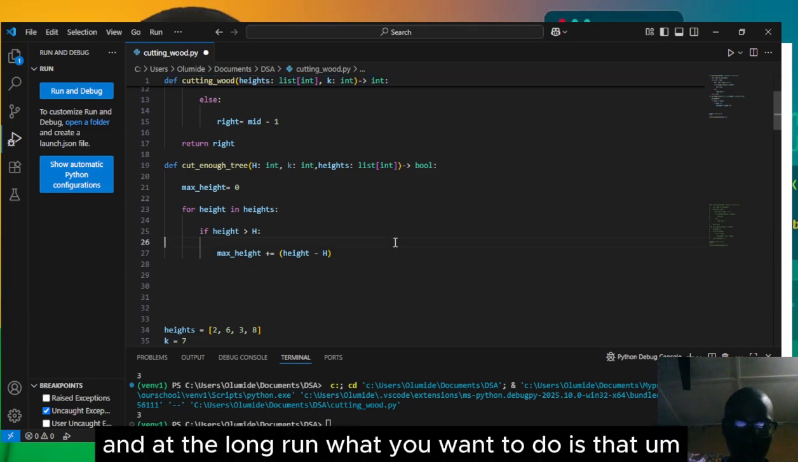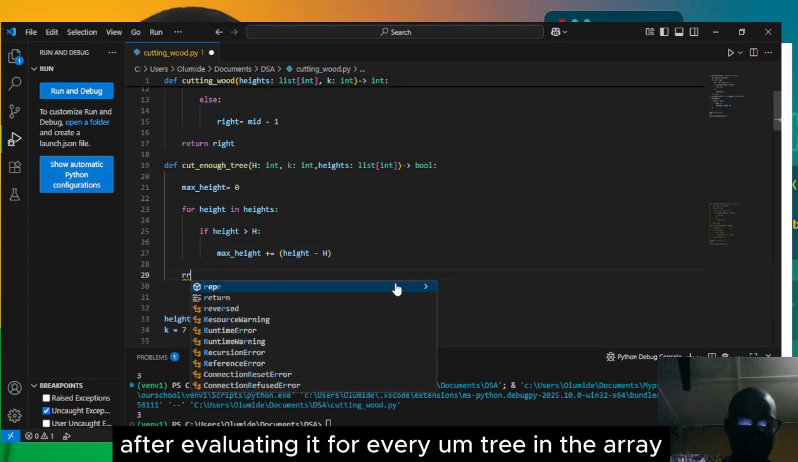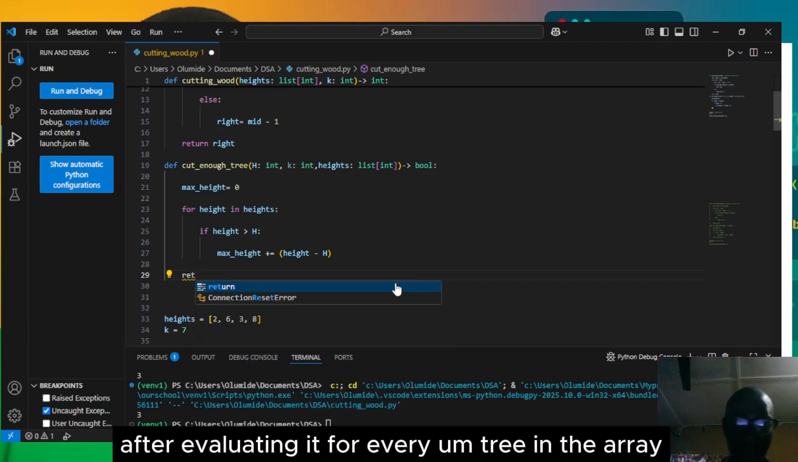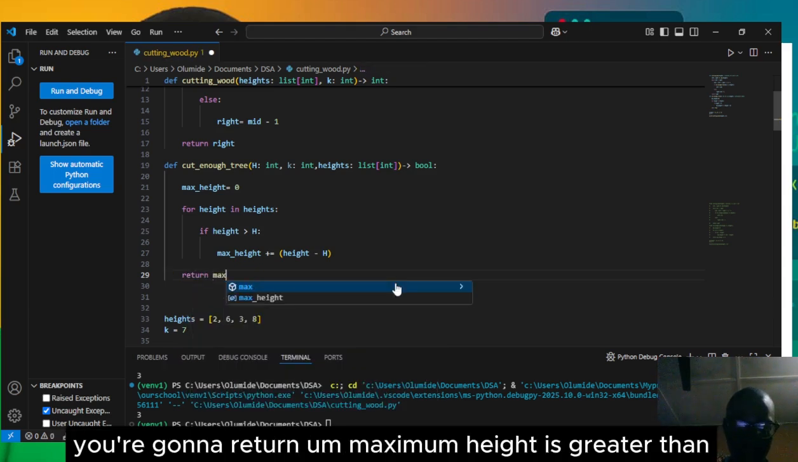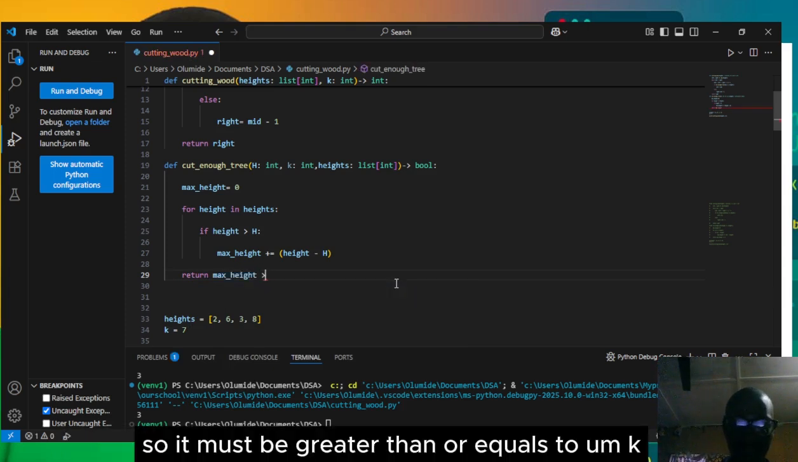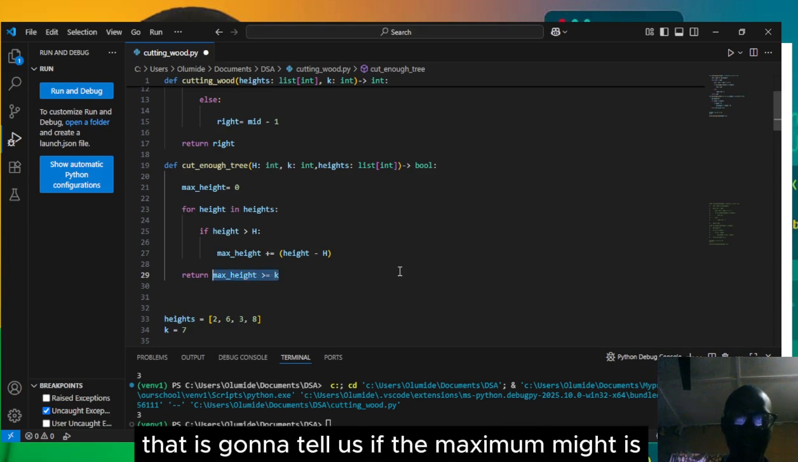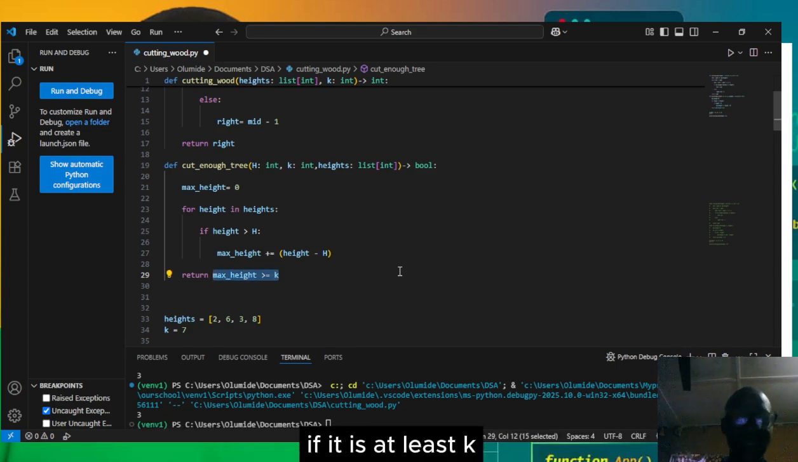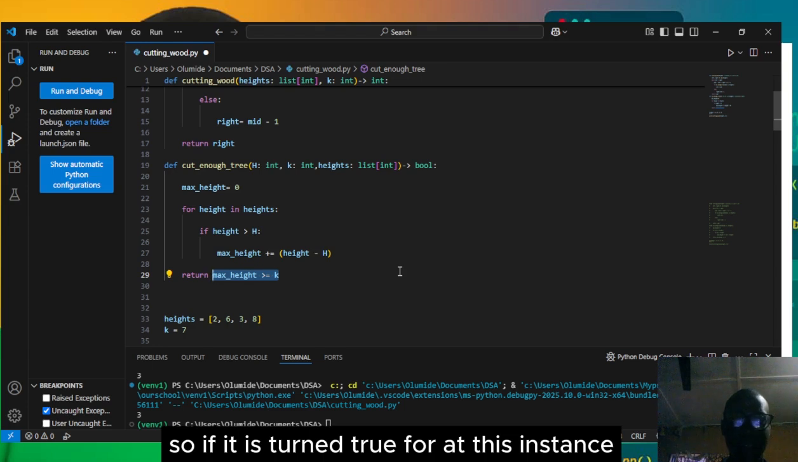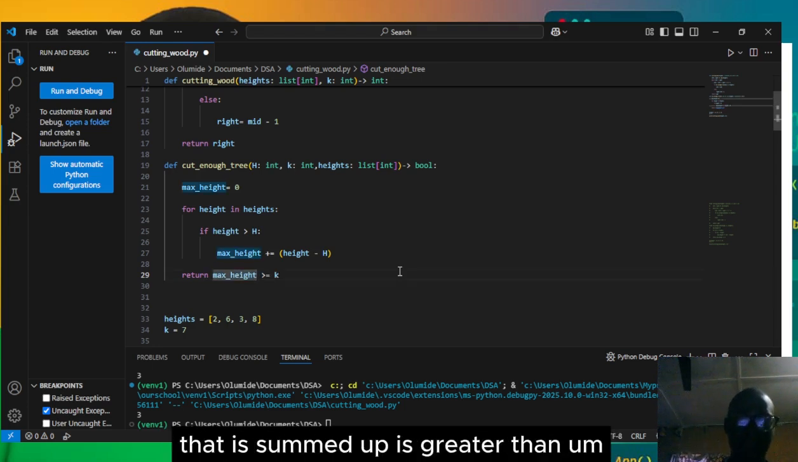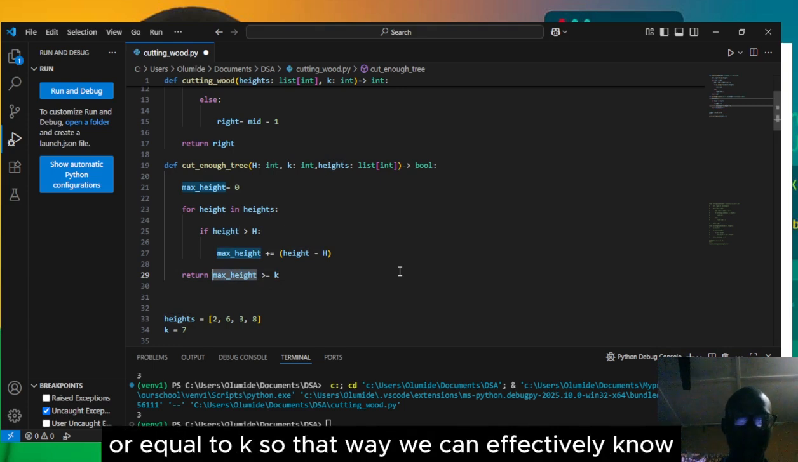And in the long run, after evaluating it for every tree in the array, we're gonna return whether maximum height is greater than, don't forget we're returning a boolean, so it must be greater than or equal to k. This way we are effectively returning a boolean that is going to tell us if the maximum height is greater than or equal to k, if it is at least k. So if it returns true at this instance, it means that the maximum height that is summed up is greater than or equal to k. So that way we can effectively know.